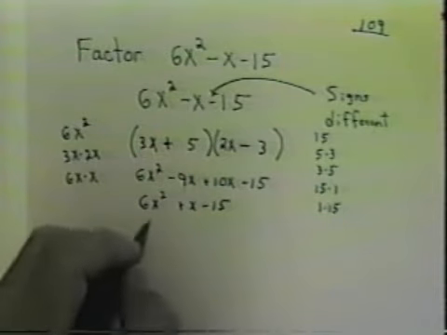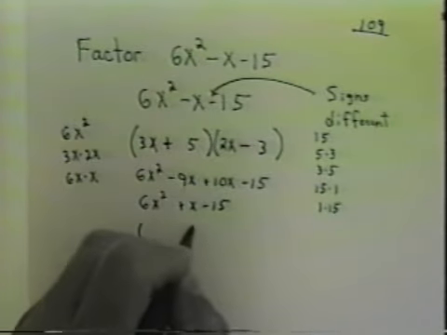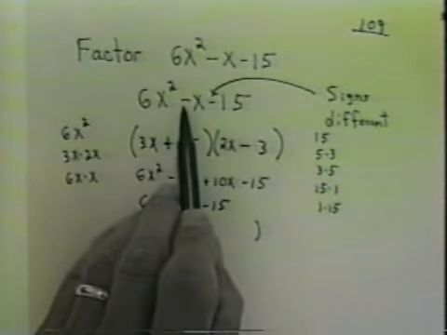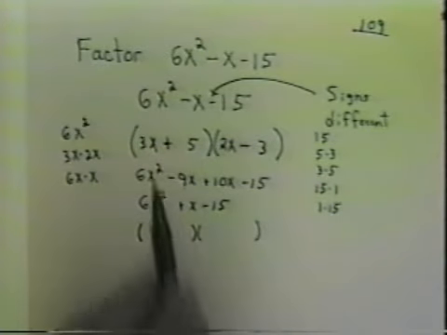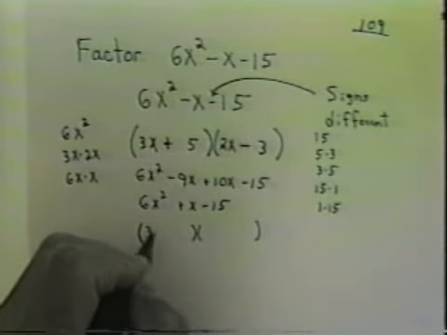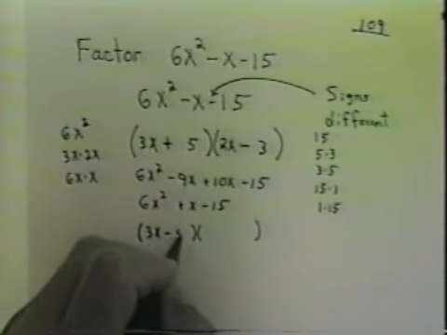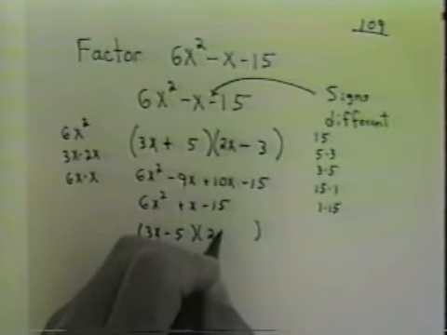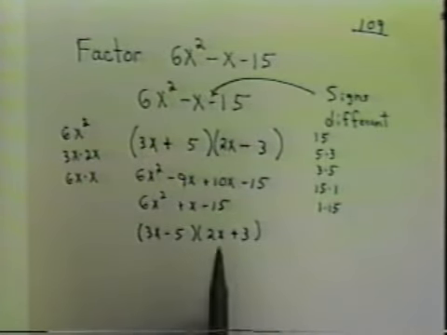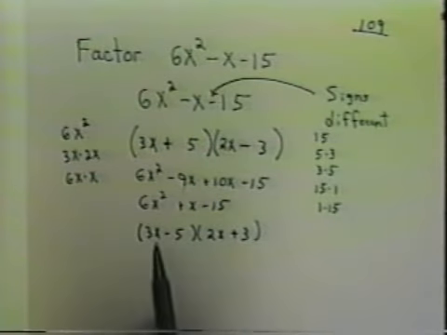Now remember from the last frame, I told you that anytime it checks except for this middle sign, all we have to do is to go up here and reverse our signs. So it would be 3x minus 5 and 2x plus 3. Now I really know this will be my answer, but always check anyway. Never write the answer down without checking.